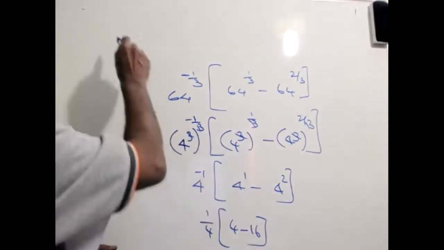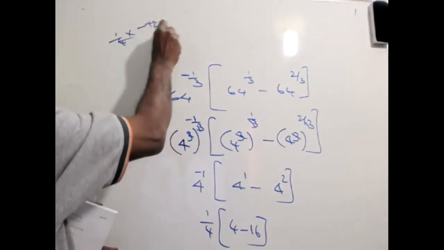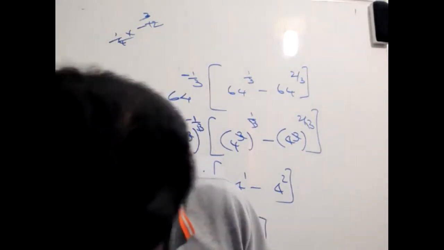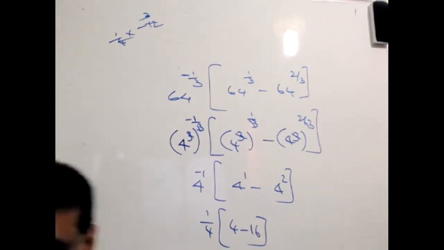4 minus 16. That is 1 by 4 into minus 12. Cancel 3. Answer is what? Minus 3. Answer is minus 3. Okay, correct. Who all made mistakes? Correct it now.